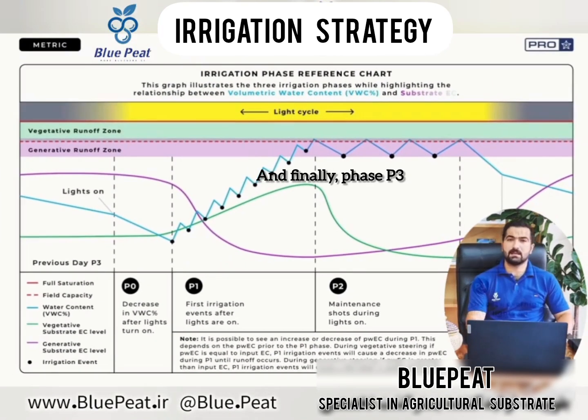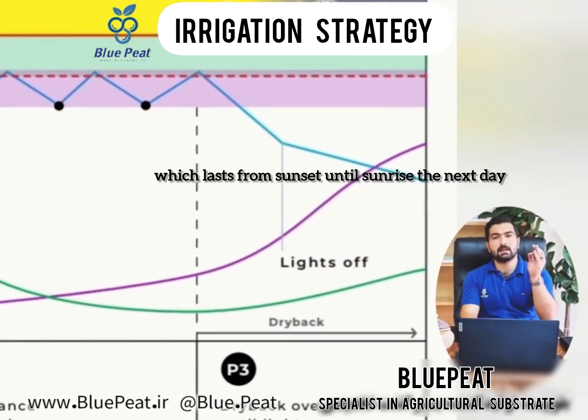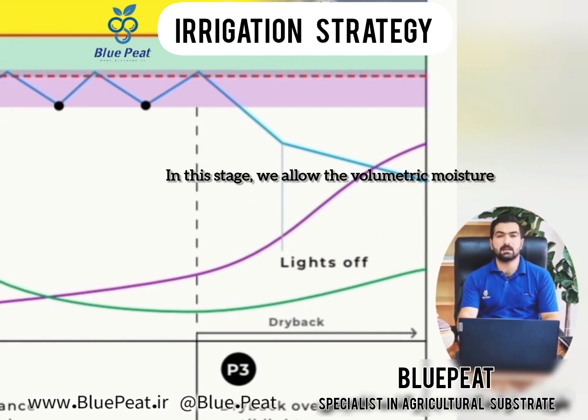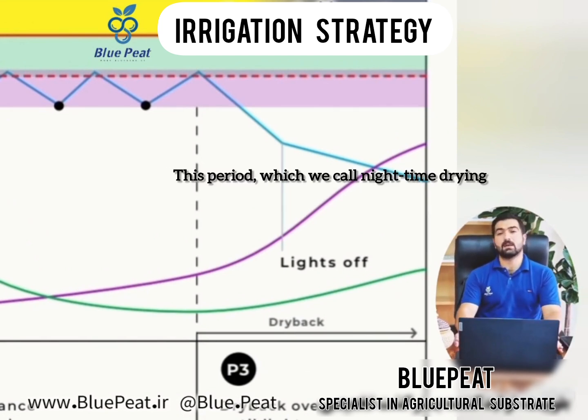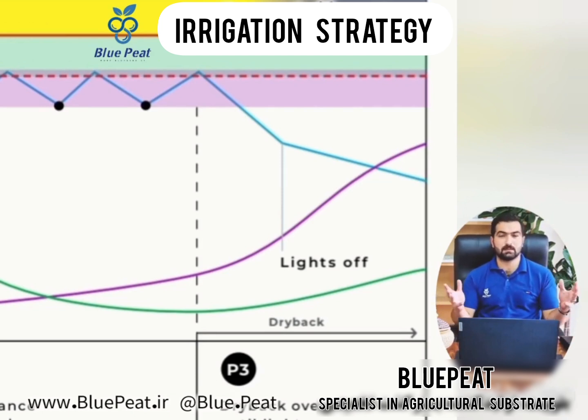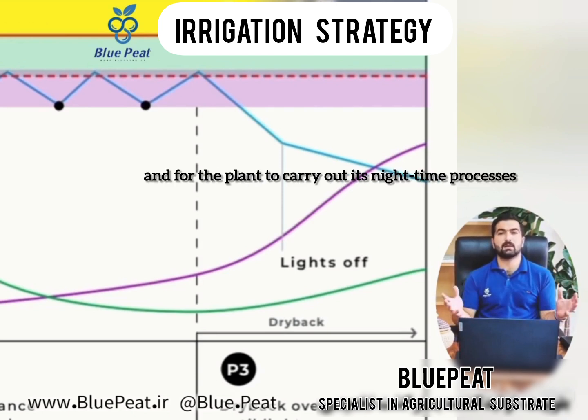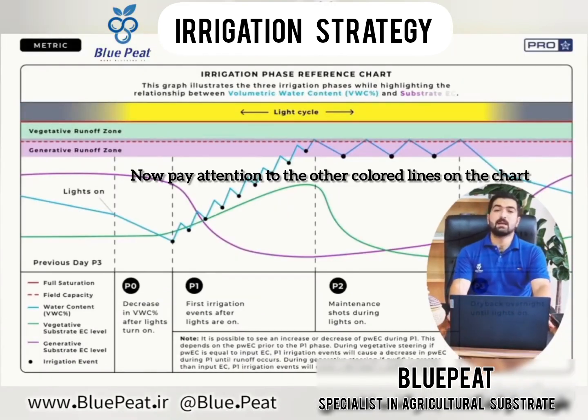And finally, Phase P3, which lasts from sunset until sunrise the next day. In this stage, we allow the volumetric moisture of the medium to gradually decrease. This period, which we call nighttime drying, is very important for root health and for the plant to carry out its nighttime processes. Now pay attention to the other colored lines on the chart.